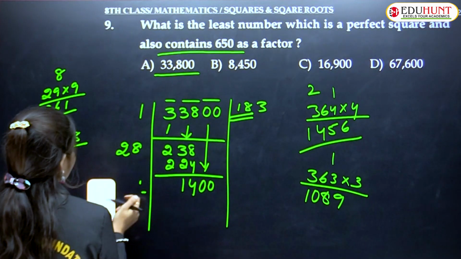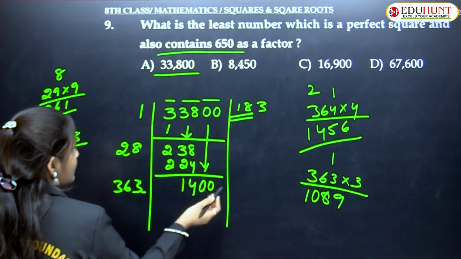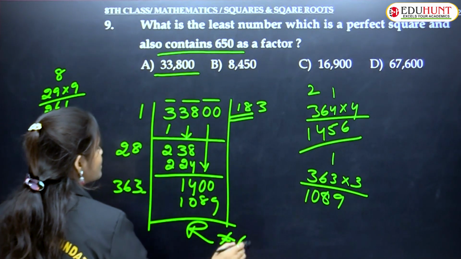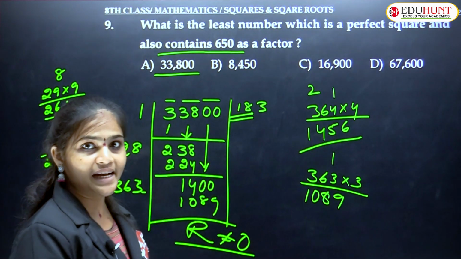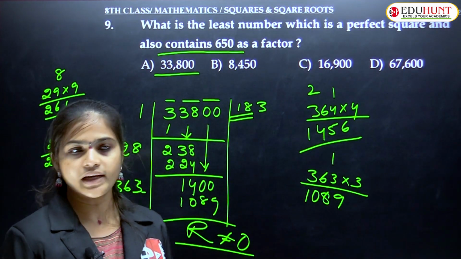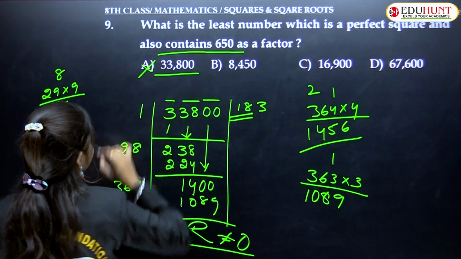So here 363 into 3 is equal to 1089. So here we will get a remainder, it is not equal to 0. Remainder not equal to 0 means the given number is not a perfect square. So that is the wrong option.